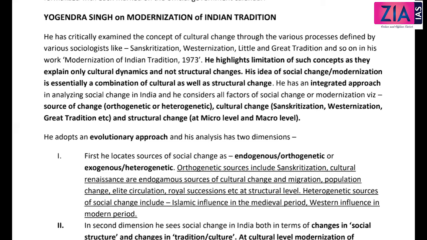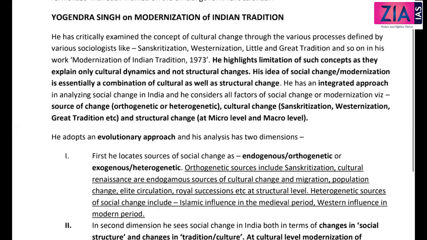So till now, some cultural changes like Sanskritization, Westernization, little and great tradition. Little tradition means the culture of the lower section. Great tradition is actually the tradition or the culture of the elite section. McKim Marriott gave this concept. It's not there in your syllabus, that's why I've not discussed it.